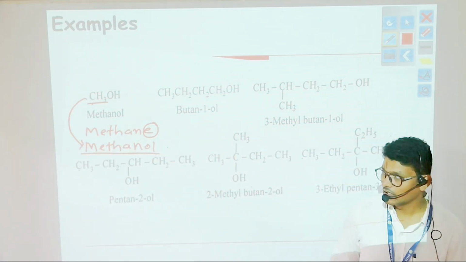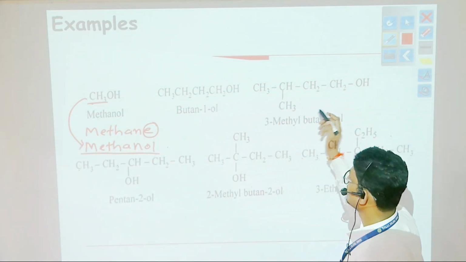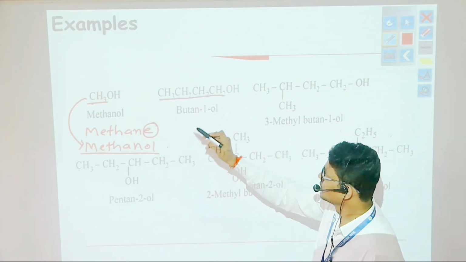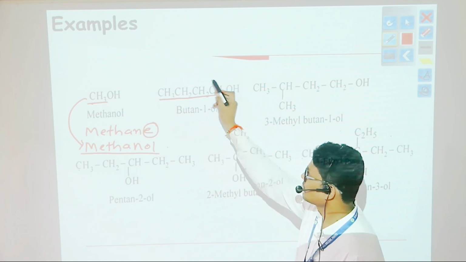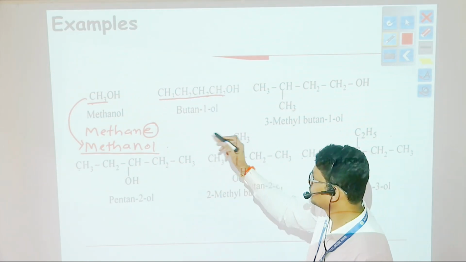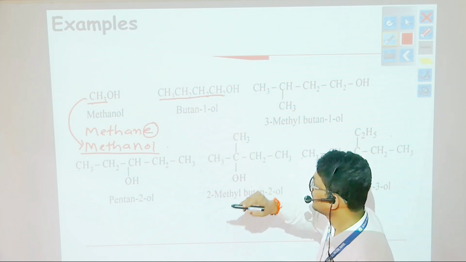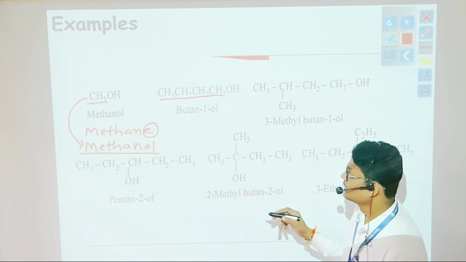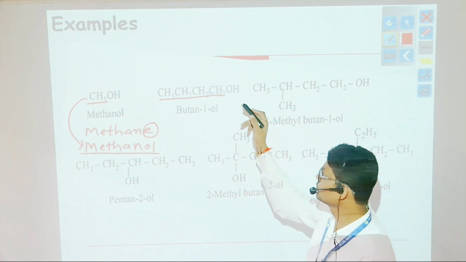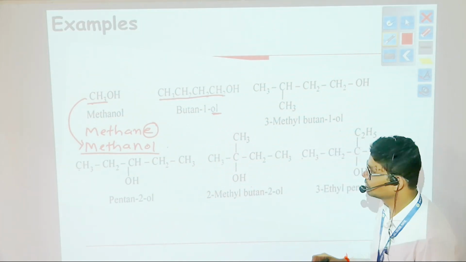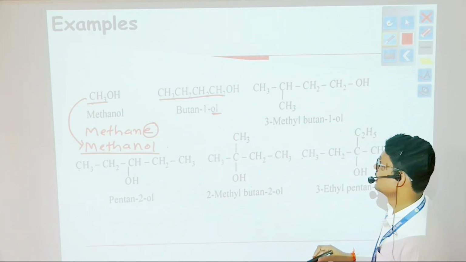In a similar manner, we can give names to other alcohols. First, select the longest carbon chain containing the hydroxy group. This is the second example. The longest carbon chain contains 4 carbons. The 4-carbon alkane is butane, and replace the E of butane by OL. So the name will be butanol. Now the numbering is important. The OH group is present at the first carbon, so the name will be butan-1-ol.